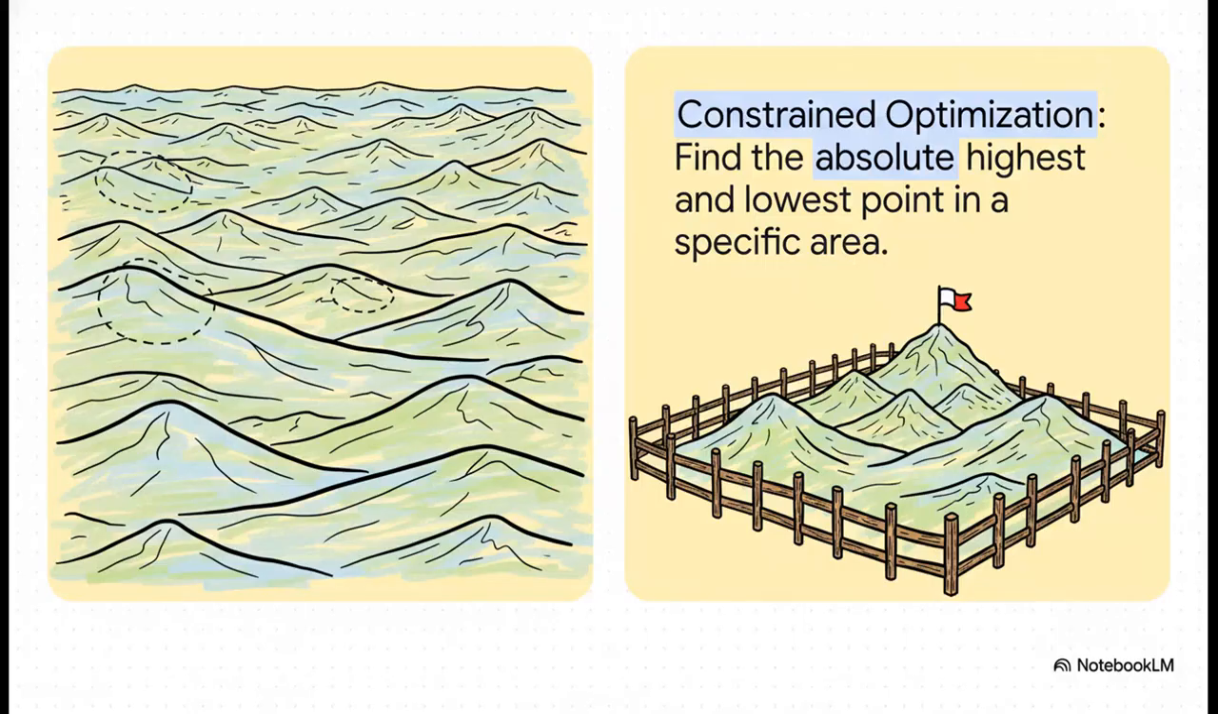Simple enough. Now, our mapping missions are going to fall into two main categories. On one hand, you've got unconstrained optimization. Think of this as exploring a huge open world. The goal is to find every single local hill and valley out there. Then you've got constrained optimization. This is totally different. It's more like being asked to survey a national park and find the one absolute highest point, but only within its specific fenced-in borders.